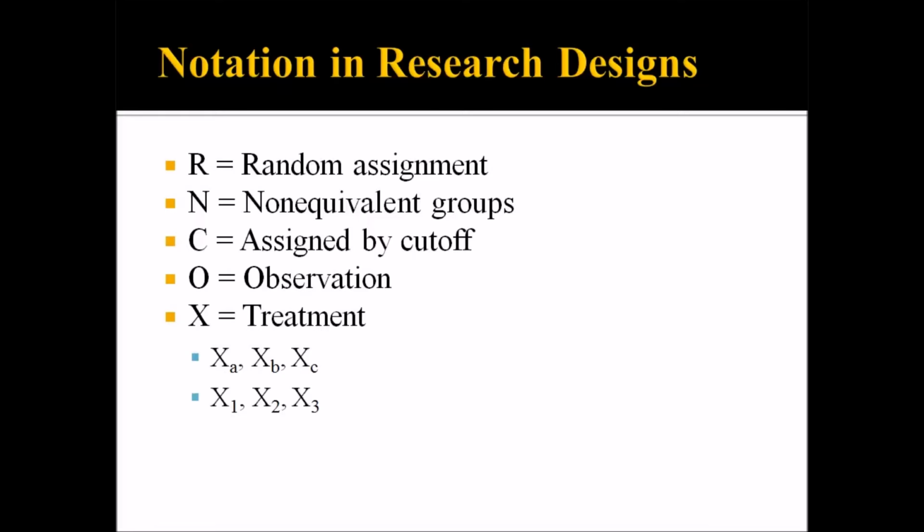Another example of when you'd use the C notation would be where you have a cutoff score in place in order for a participant to qualify for a particular study. So say that you had a particular research design and you needed participants that already had severe depression levels. Like you didn't want moderate, you didn't want mild, you needed severe. So you use an instrument like a depression inventory, and you only accept participants that fall into the severe range. That would also be assigned by cutoff.